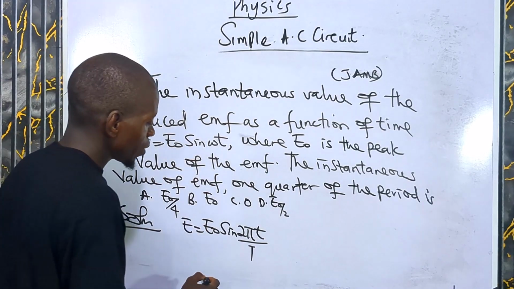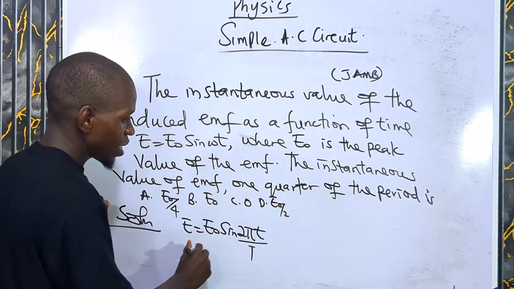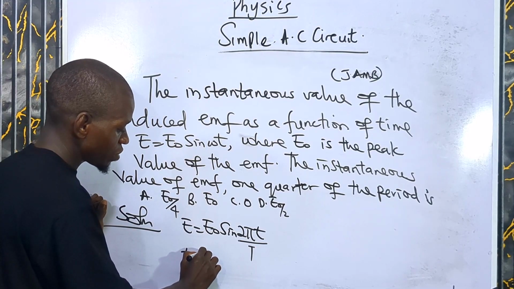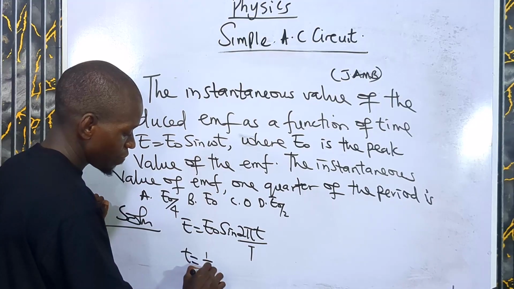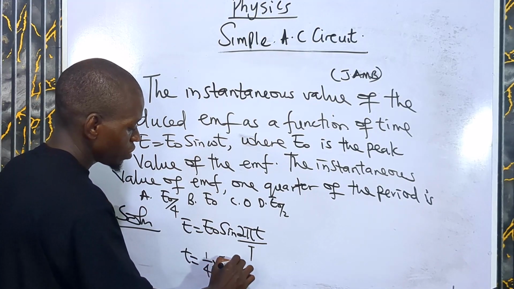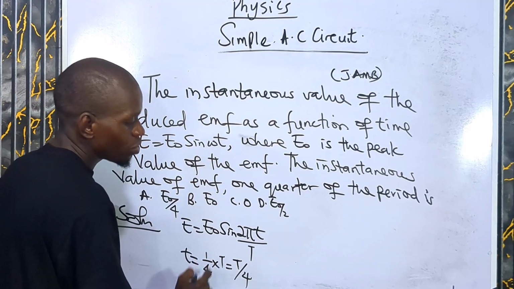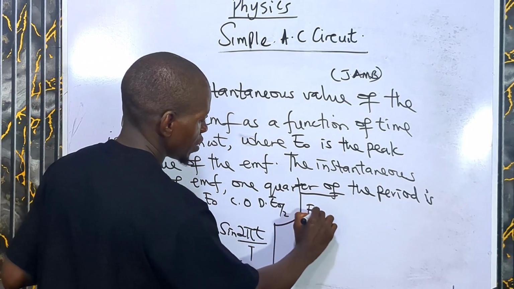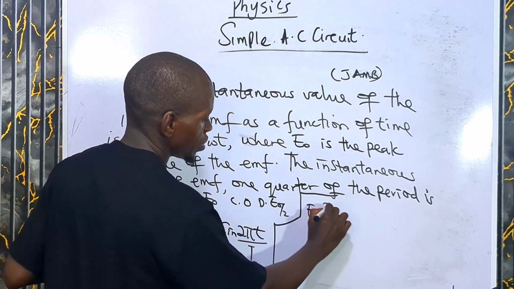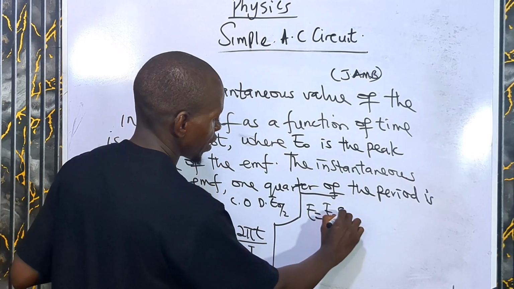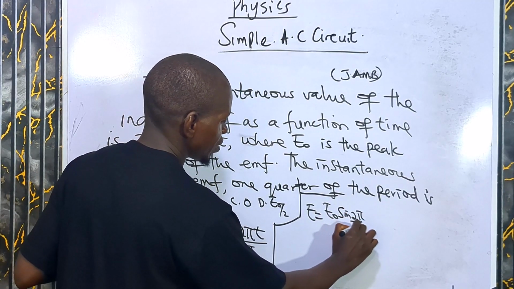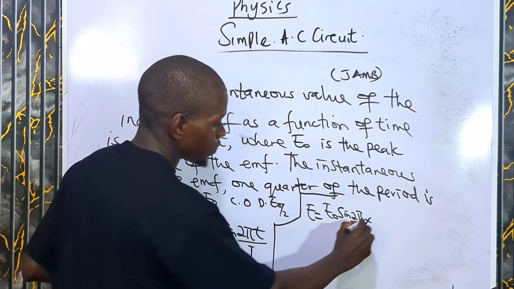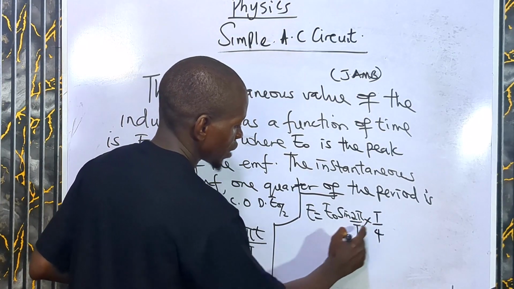Okay, since they said that it's 1/4, I'll just say that my small t is equal to 1/4, that is 1 over 4 times your period, which is equal to T over 4, 1/4 of my period. So for that reason, I'll say that my E is equal to E0 sine 2 pi over T times, what is now my t? My t now is going to be T over 4. That my small t is T over 4.